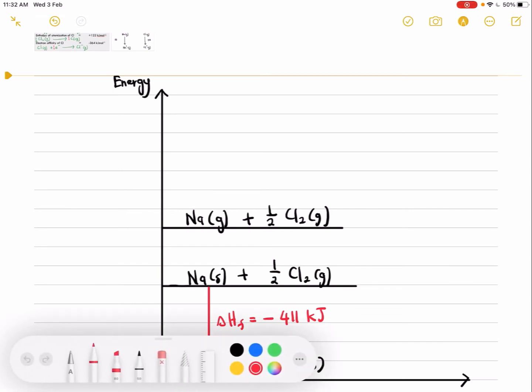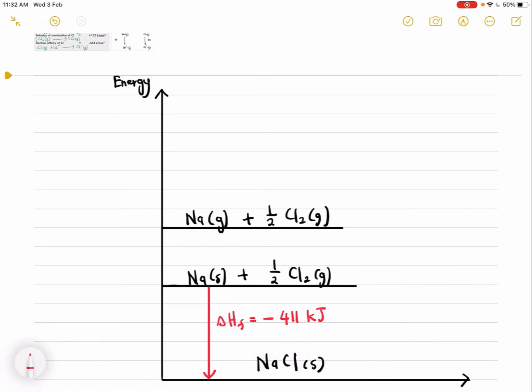Okay, so now label the enthalpy for sodium. So this reaction has this arrow. Why is it this arrow? Because Na solid is forming Na gas, and the value is positive, plus 108 kilojoules.